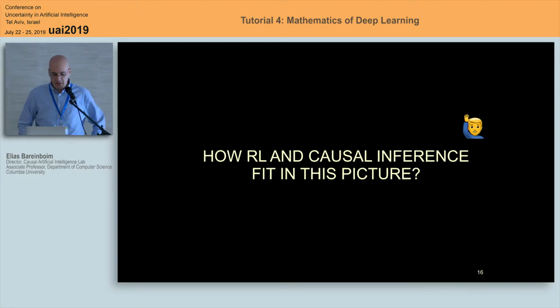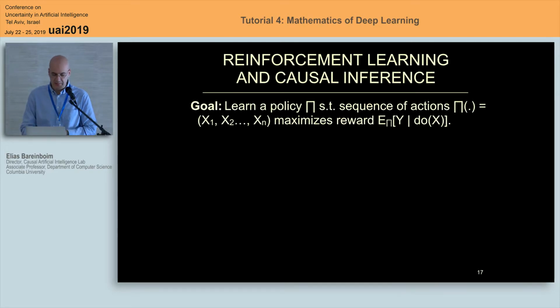Now you can say, okay, Elias, great, but I'm in causality. What are you talking about? Can you be more explicit and tell how RL and causal inference fit in this picture? You talked in some way, but can you give me something more explicit? Then let's start connecting and try to see what RL and what causal inference are trying to do in the context of decision making.